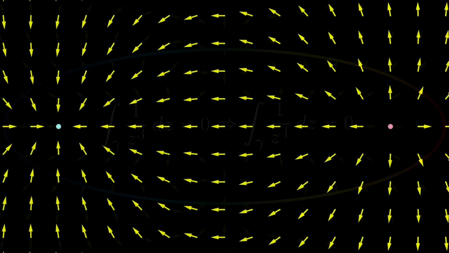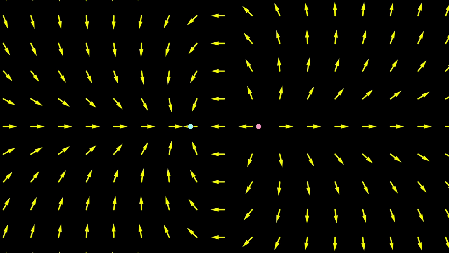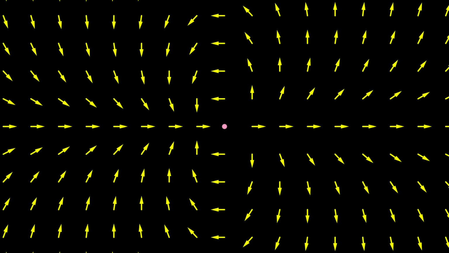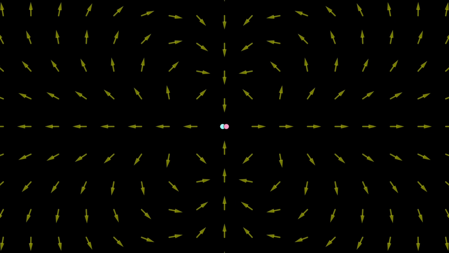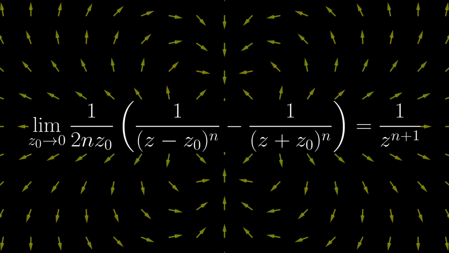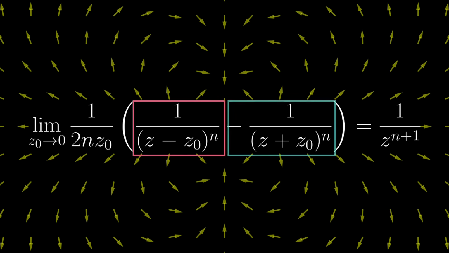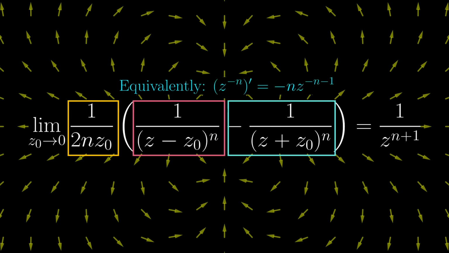If you are wondering why combining the opposite fields of 1 over z would give 1 over z squared, or combining opposite 1 over z squareds would give 1 over z cubed, you can pause and verify this limit over here for n larger than 1. These two are the opposite fields that we have been doing, and this prefactor here is the appropriate scaling that I was talking about. In fact, this limit is pretty much just the derivative of the negative powers of z.